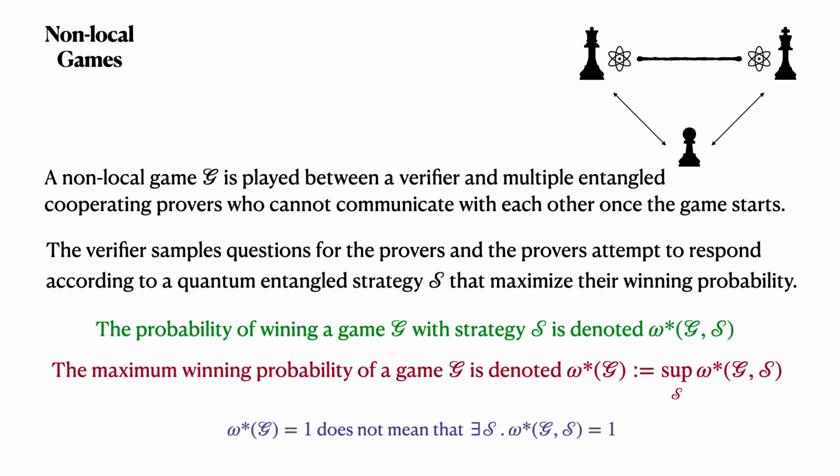The probability of winning a game G with a strategy S is denoted by omega star of G and S. The maximum winning probability of a game G, also referred to as the value of the game, is denoted omega star of G and is defined to be the supremum over all strategies S of omega star of G and S.